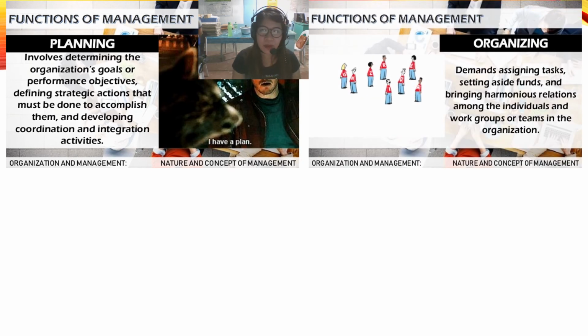Next, we have organizing. Organizing demands assigning tasks, setting aside funds, and bringing harmonious relations among the individuals and work groups or teams in the organization. So organizing demands assigning tasks.